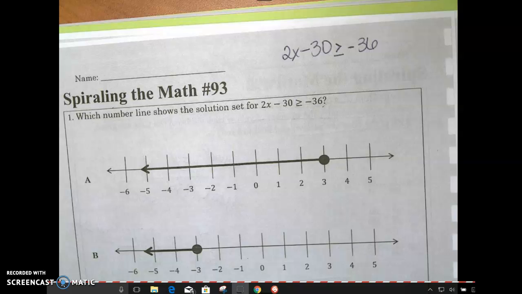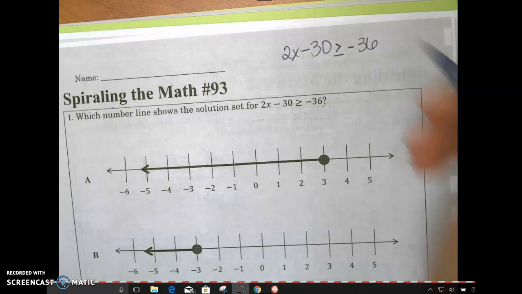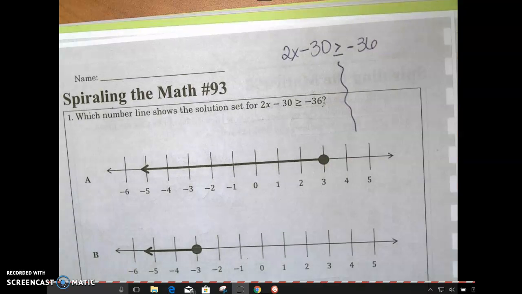Well, you should solve the equation. I should solve first. It's an inequality, but solve it. Okay. Then what? River. Add 30 on both sides.